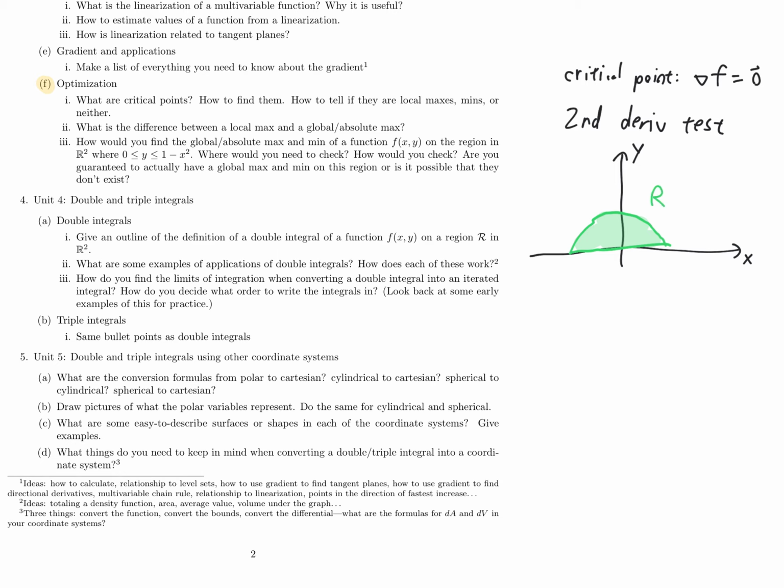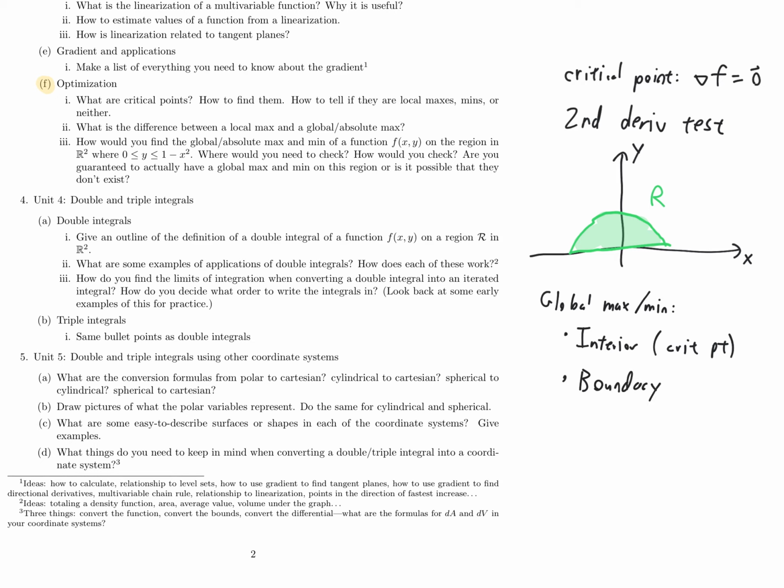And the way that I like to think about these problems asking for a global max or min, the global max or min can happen in 3 ways. It can be on the interior, which would mean that it's a critical point, meaning that we'd need to set the gradient equal to 0. Or it can occur on the boundary.